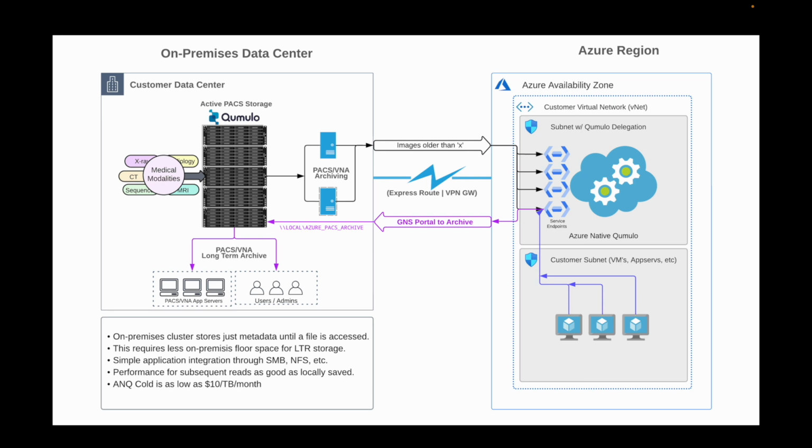The PACS VNA serves as a central repository that could be connected to any hospital or any clinic, regardless of geo-proximity. The change in your PACS ISV software is simple and easy. Qumulo is HIPAA compliant, and no application code level changes are needed. It is just a new mount point.